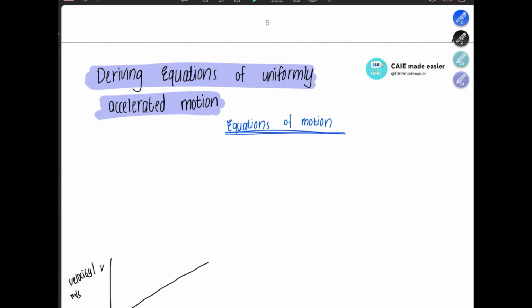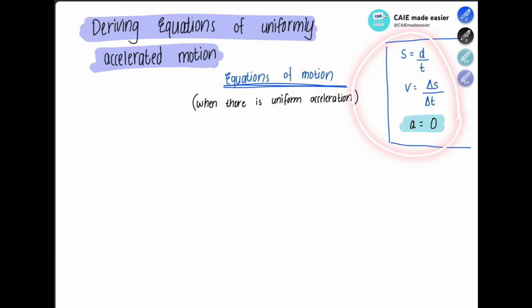Alright, for the next step, you need to study something called the equations of motion. Before moving on to these four equations of motion that you need to memorize, I want you to recall some equations that you have studied before. You know that speed equals distance divided by time, or velocity equals displacement over time. So these equations are used to find speed or velocity when the acceleration is 0.